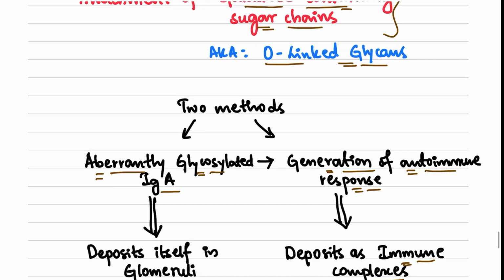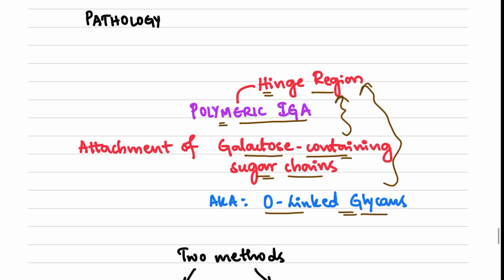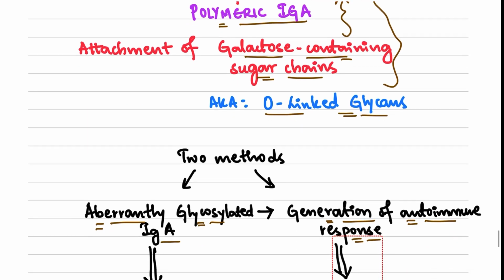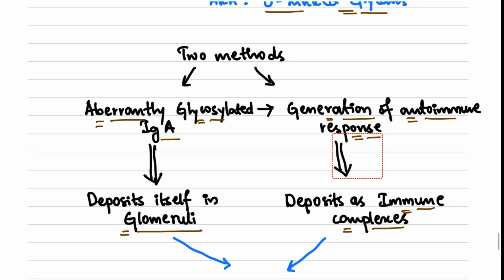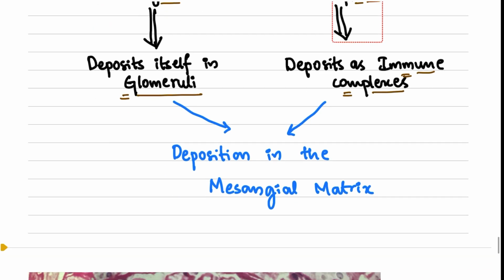So we have aberrantly glycosylated IgA, which is nothing but polymeric IgA, in which we have attachment of the galactose-containing sugar chains or O-linked glycans to the hinge region. They can either go and directly deposit themselves in the glomeruli in the mesangium, or they can generate an autoimmune response in the body, which leads to immune complexes and their deposition in the mesangial matrix.